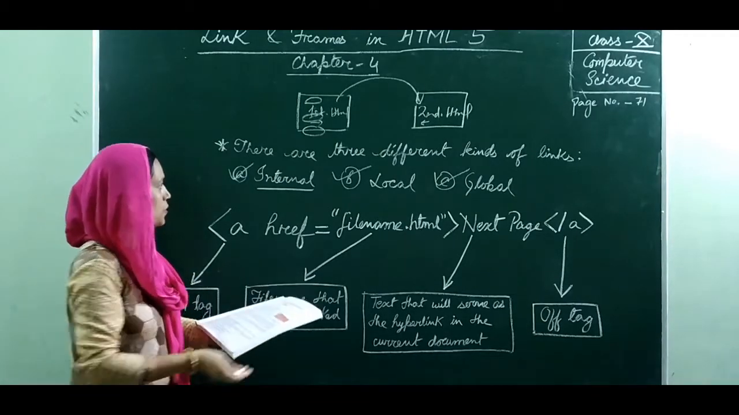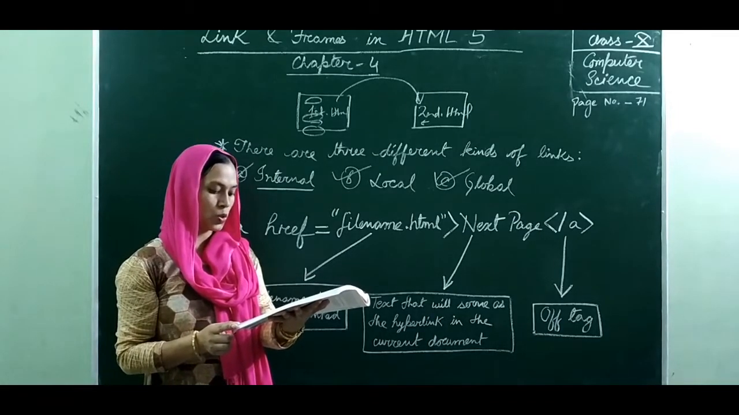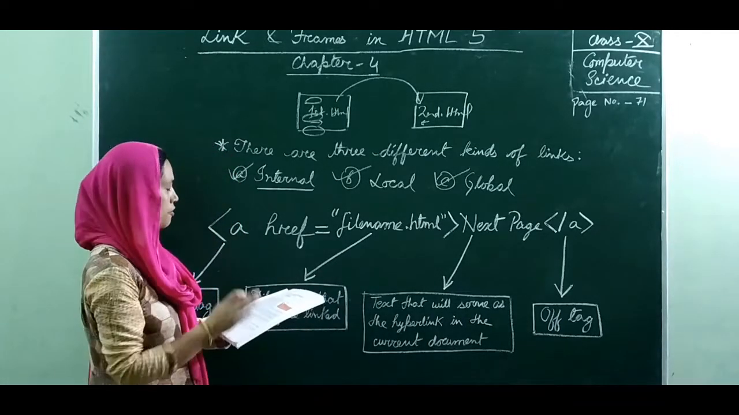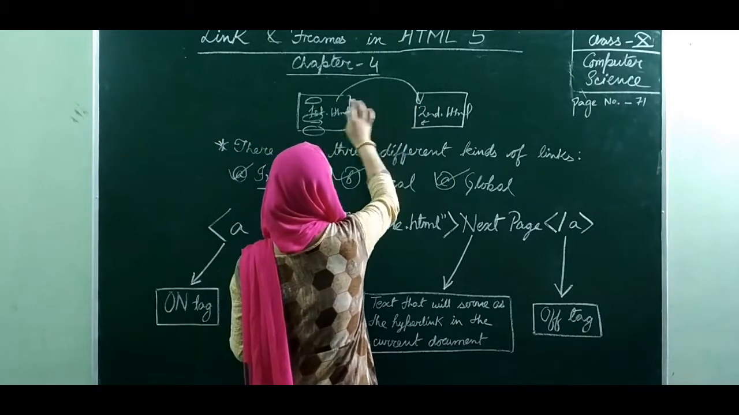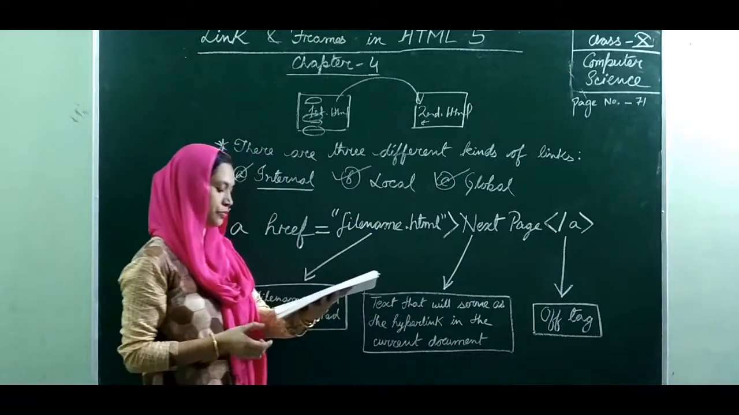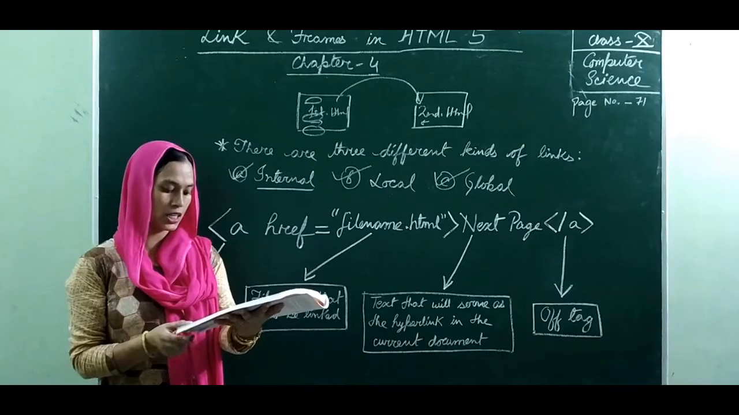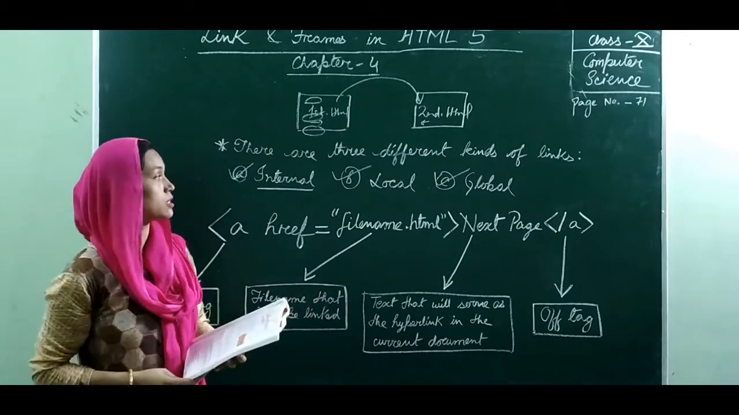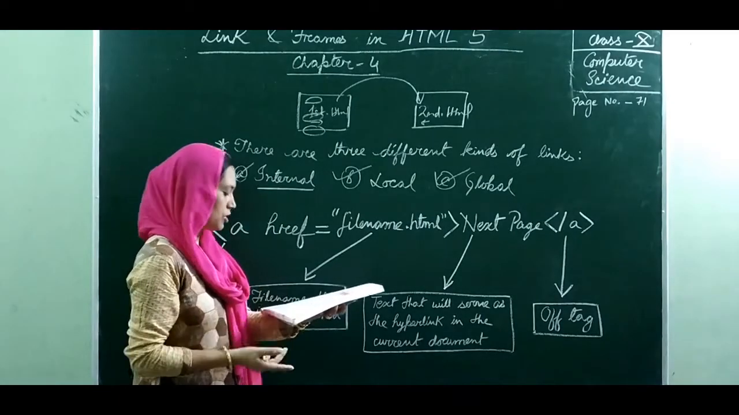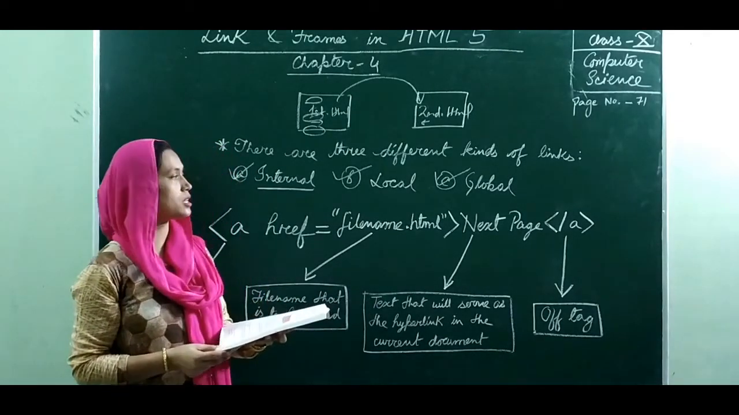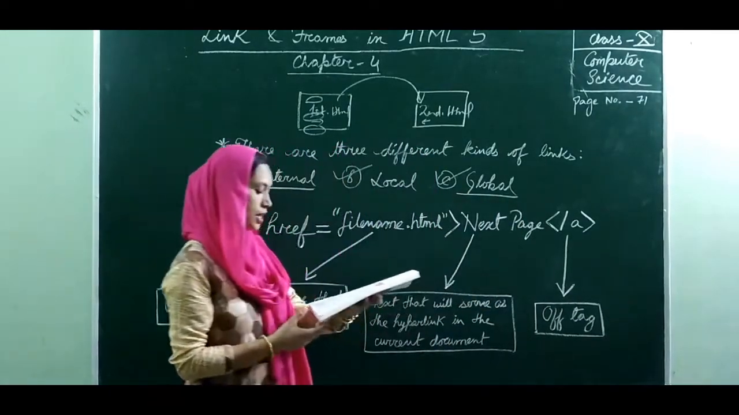And the second one is local. That is a link to another page on the same website. Suppose you are in the same website, and when you link these two pages, that is called local. And the third one, global. Global means a link to a page on a different website. Suppose you have more websites, two or three websites, and when you link a page across websites, that is called a global link.